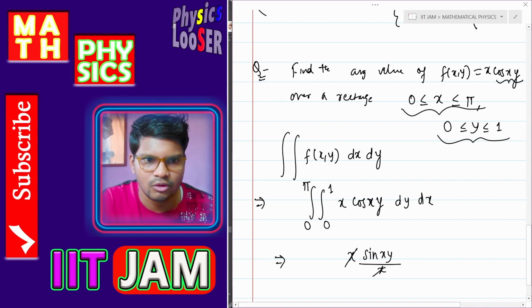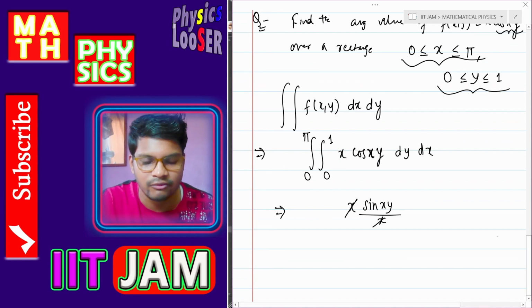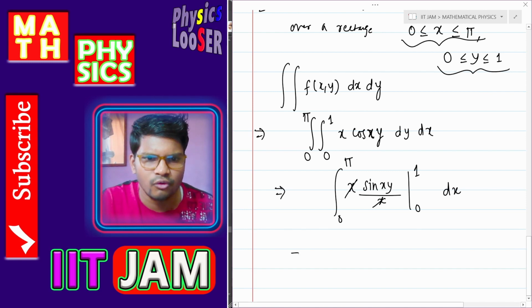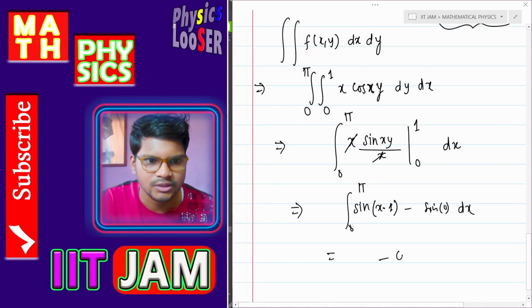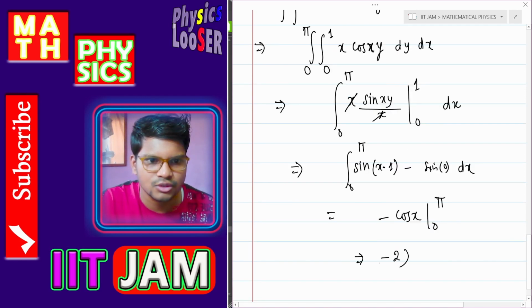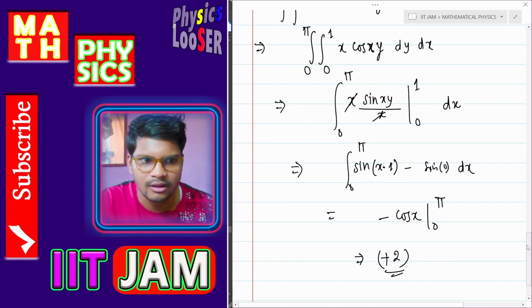Okay, so x dy, this will give you x sine xy over x, because for this, x becomes some constant, and the integral of cos of alpha y, where alpha needs to be taken downstairs, and you're going to put the limit 0 to 1, and then 0 to pi and dx. So over here you can see that sine of xy, x times 1, and sine of 0 is again 0, and you have the integral 0 to pi of sine x dx. Now the integral of sine x is negative cos x, and negative cos x from 0 to pi will give you -2. Okay, sorry, not -2, it has to be +2, because we're finding the volume.